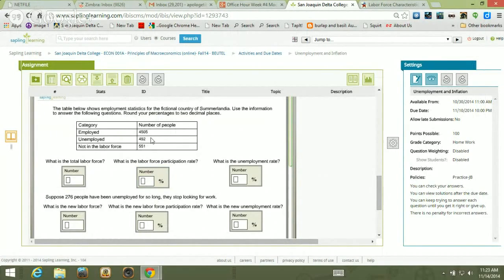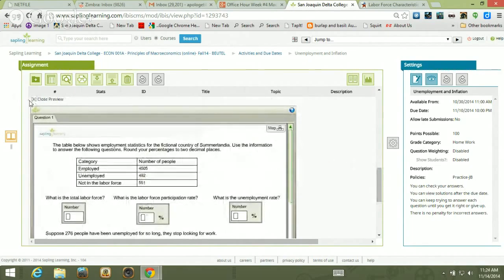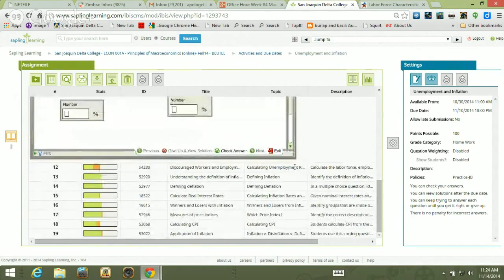So this is everyone in the population, and once again, two decimal points this time. What's the unemployment rate? Number of unemployed, they give that to you, divided by the labor force, which you calculate here. Then it says, suppose 276 people have been unemployed for so long they stopped looking for work. What's the new labor force? So if 276 people that used to be unemployed have been not employed for so long they stopped looking for work, we need to subtract that from here and rerun all of our data. So it's a fairly simple problem, same as the last one, so hopefully you guys can get that right with just some of the examples. The calculations aren't that difficult on this.